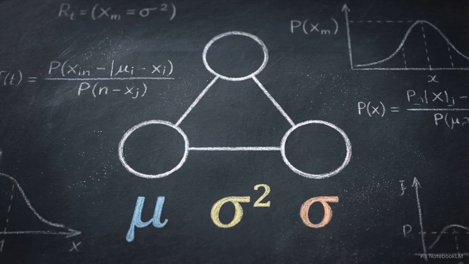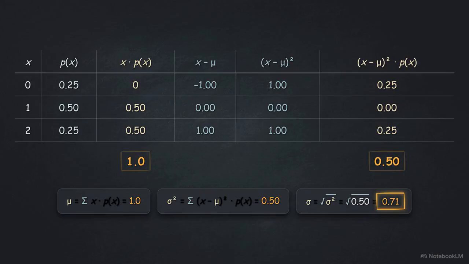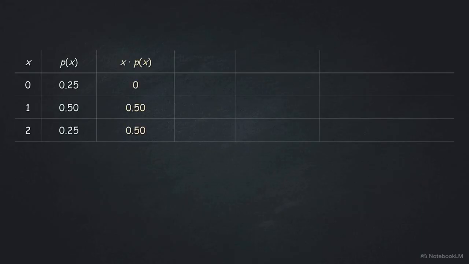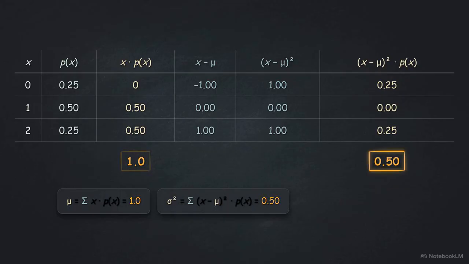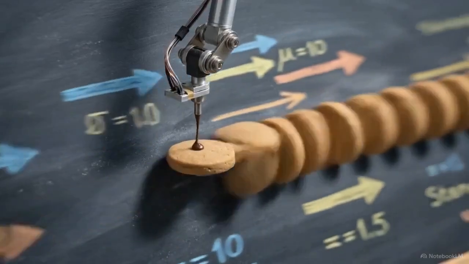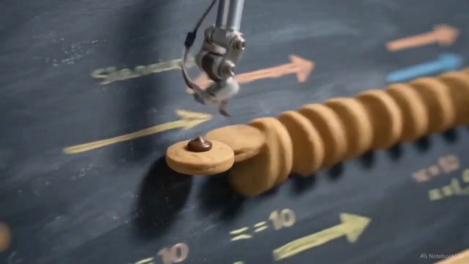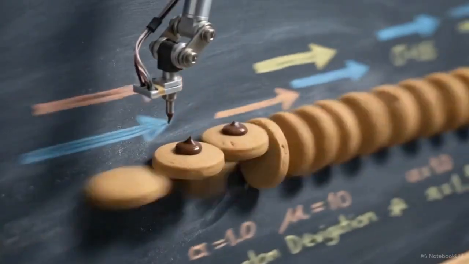To interpret this data mathematically, we calculate 3 summary measures: the expected value, or mean, the variance, and the standard deviation. By calculating the weighted average of all possible values, we find an expected mean of 1.0. Factoring in the squared deviations gives us a variance of 0.50, and taking the square root of that yields a standard deviation of 0.71.